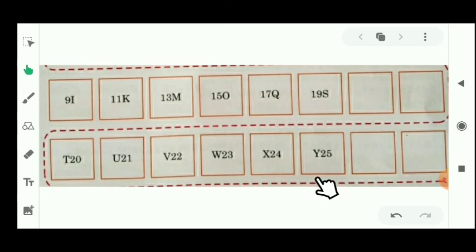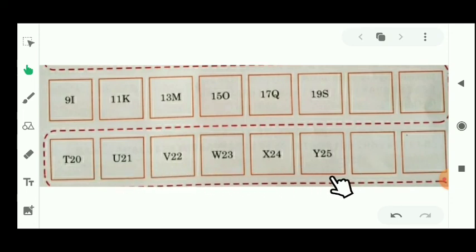Alphabets are in the sequencing order. T, U, V, W, X, Y. So the next letter will be Z, and after the Z, A again will come. So here will be the alphabet Z and here will be the alphabet A.